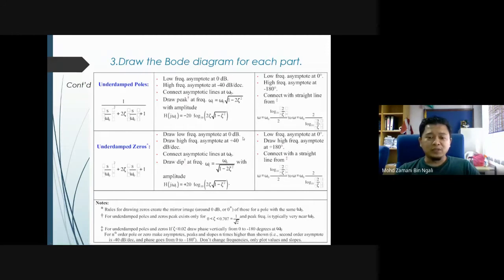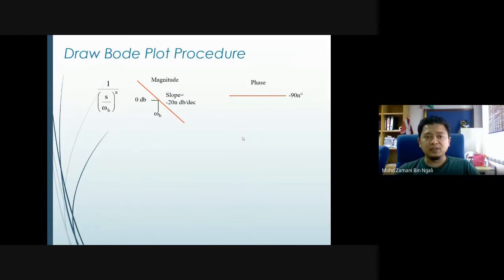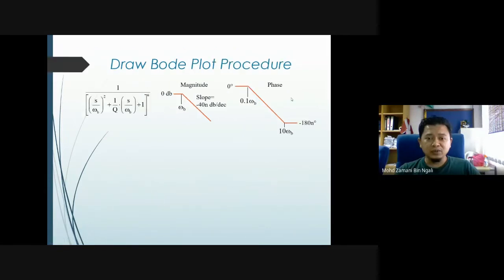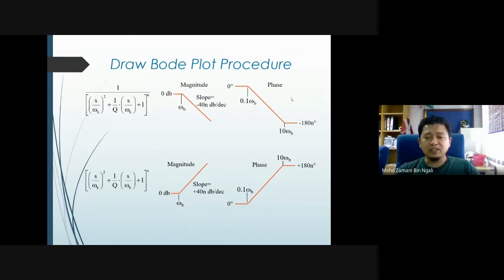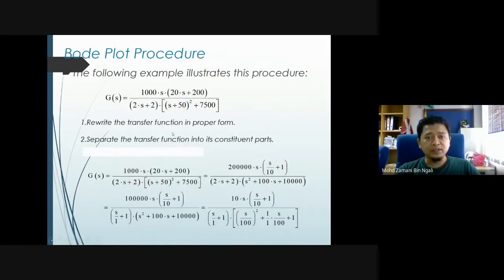Without further elaboration, we go straight to the example later, on how you want to draw the Bode plot. If we have this kind of parts, this is how you draw it. Same goes for all of this. We go to the example first, and then you go back to this part to understand what actually happened. Right, so this is one example.